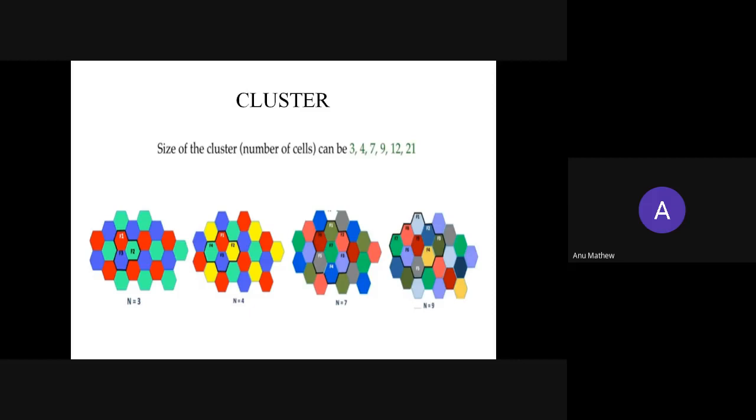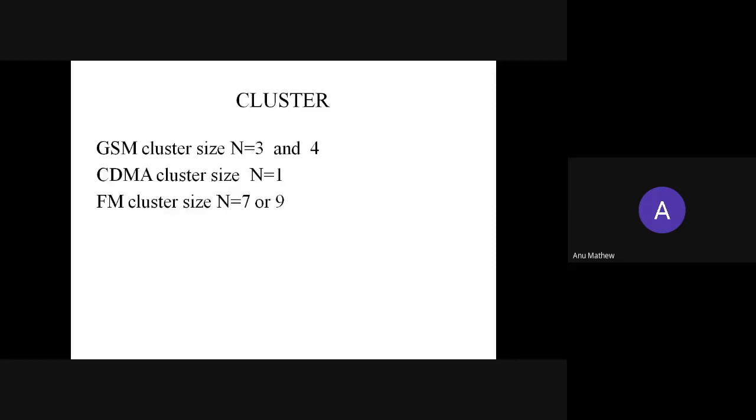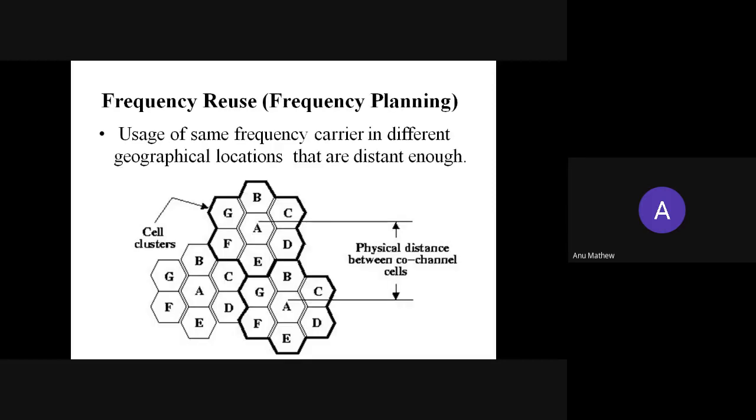Here also F1, F2, F3 and F4 are 4 different frequency bands, and those 4 bands are repeating. So this is one cluster and this is another cluster. The same way here also. These are the cluster sizes normally used in different technologies. In GSM the cluster size n is equal to 3 or 4, in CDMA the cluster size n is equal to 1, and in FM the cluster size n is equal to 7 or 9.